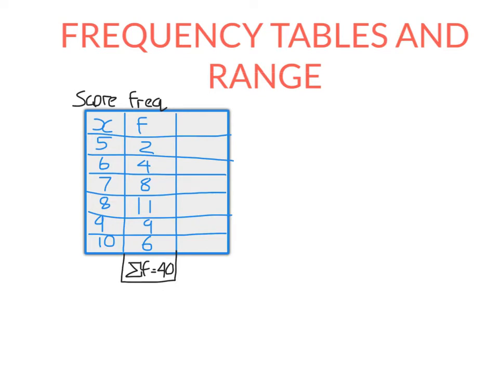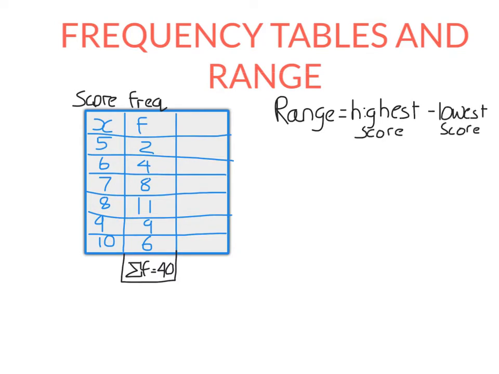So let's start off with the range because we didn't go through that in the last video. The range is the highest score subtract the lowest score. The range is different to the mean, median, and mode. The range is a measure of spread.